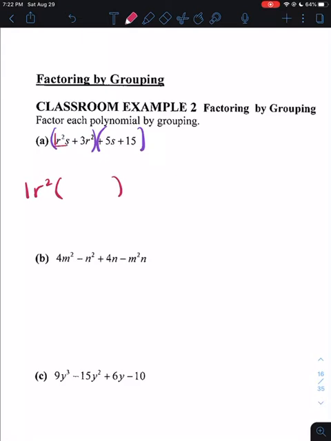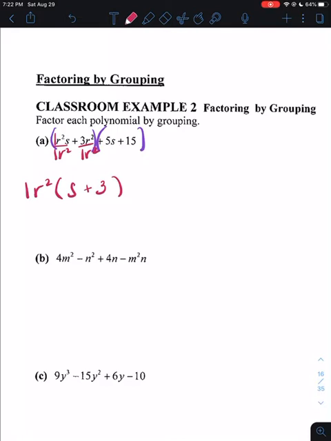Then I come back and divide both terms in that parentheses by 1r squared, just like I did before. So it's kind of like you have 2 problems in one. When I divide 1r squared s by r squared, I'm just left with s, plus 3r squared divided by 1r squared. The r squareds cancel out. 3 divided by 1 is just 3.